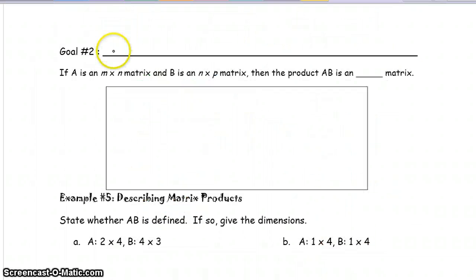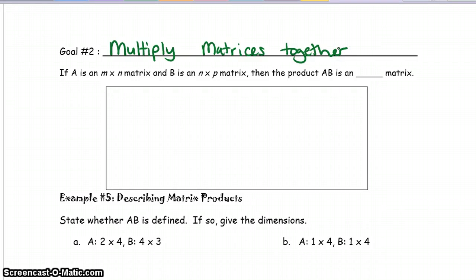Our second goal is to multiply matrices together. And we're no longer talking about scalar matrices. What we're talking about is a matrix multiplied by a matrix. So the rules change a little bit. So for example, we have a matrix A and a matrix B, and if we're trying to multiply these two matrices, then the dimensions are important.